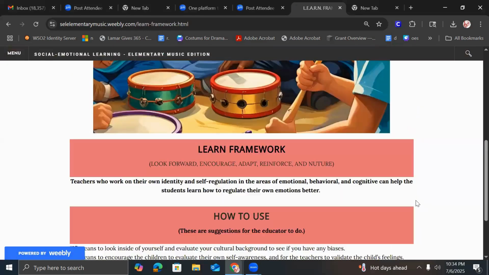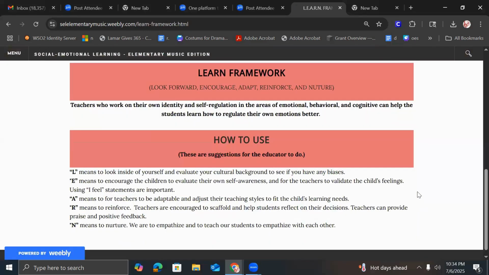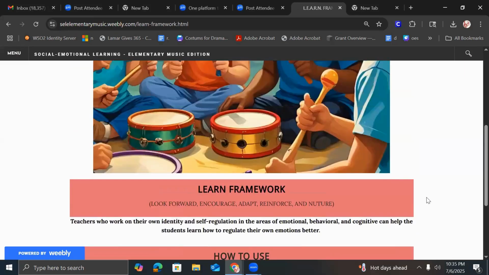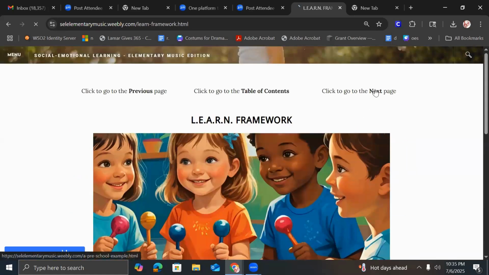This LEARN framework is excellent. Now this I like to use on me. I'm looking forward, I encourage, I adapt, I reinforce, and I nurture. And I'm using this with my students, teaching them to use I feel statements. And I evaluate myself on if I have any cultural biases. So this is basically focusing on you and making sure you're right. So when you're right, you can teach others. You can be a good example for other people.